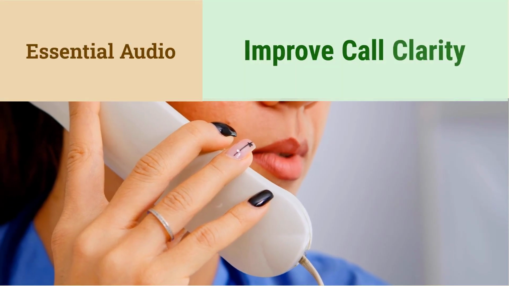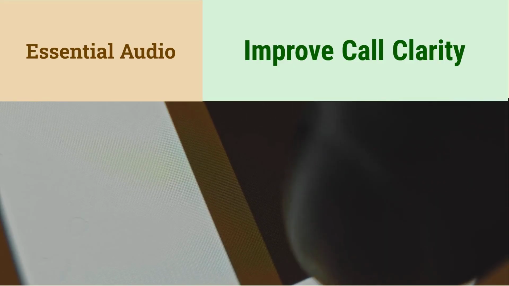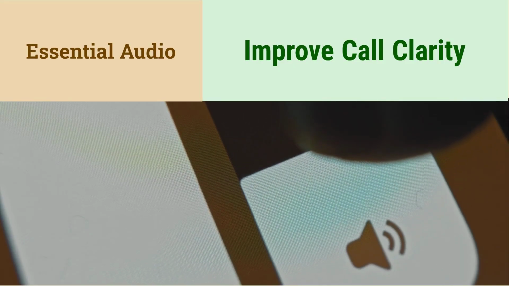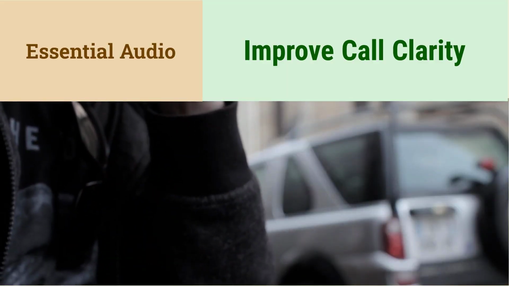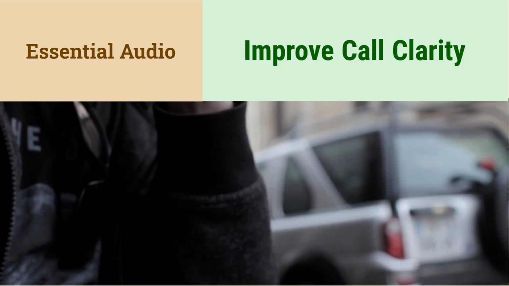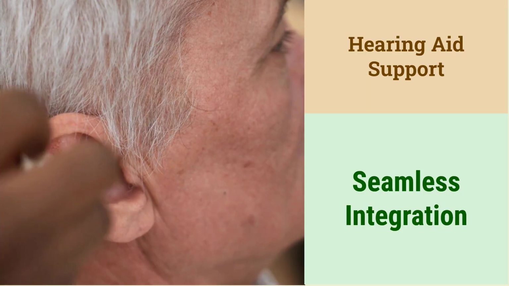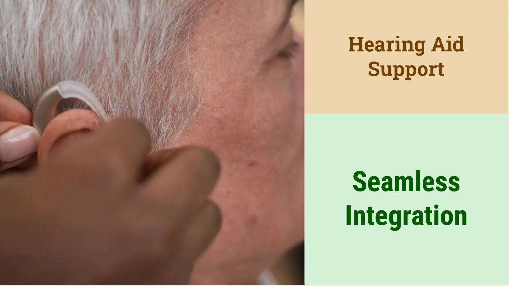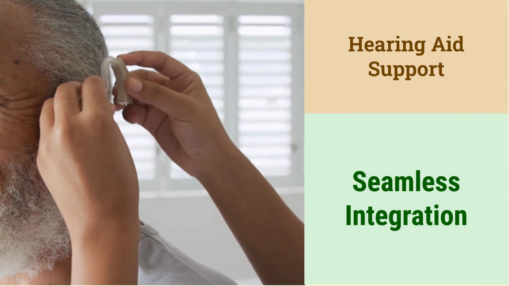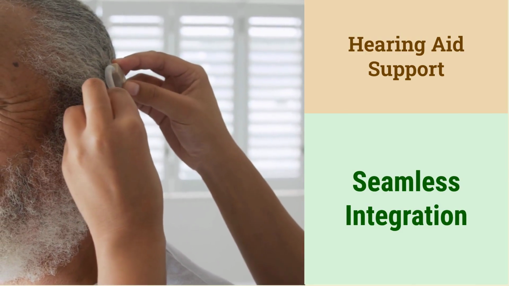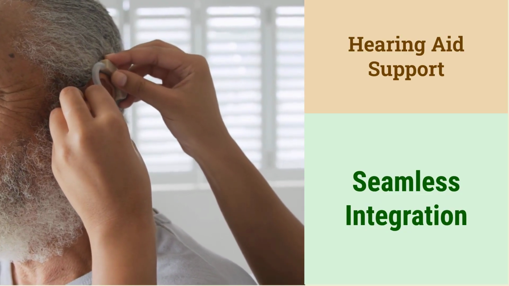Clear audio is absolutely essential for effective communication, especially during phone calls. It's frustrating when you miss important details because the sound isn't clear or loud enough. Let's explore how your phone can help. Many smartphones are designed with built-in hearing support features. For those who use hearing aids, many devices are M/T compatible, meaning they can work seamlessly with your hearing aids for clearer sound. Check your phone specifications or your hearing aid provider for details.